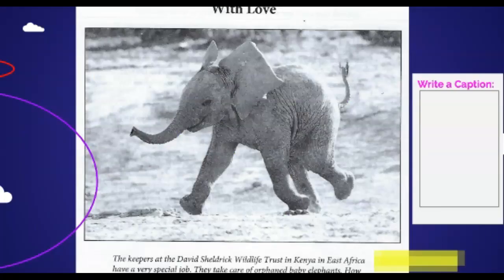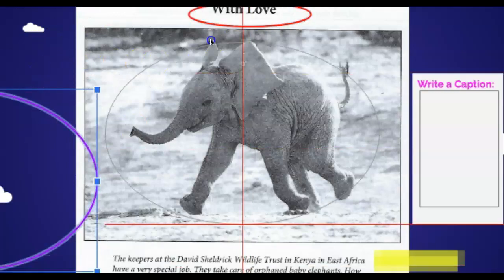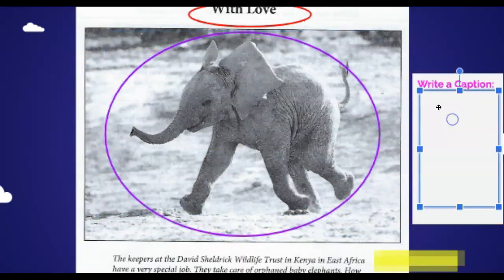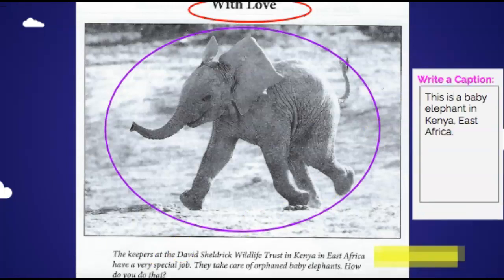So the first thing I'm going to do is circle the title in red. Circle my text feature, which is my picture. In this situation, it's my picture. And then I'm going to write a little caption now about my picture. So here we have a baby elephant that's in East Africa. Lastly, I'm going to highlight and read the italics. So that is located right here.